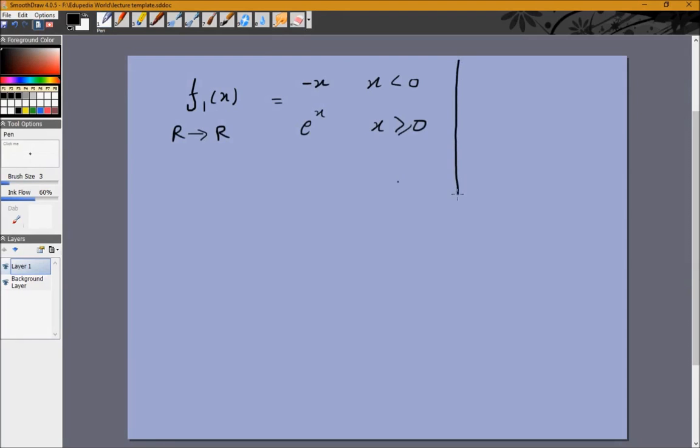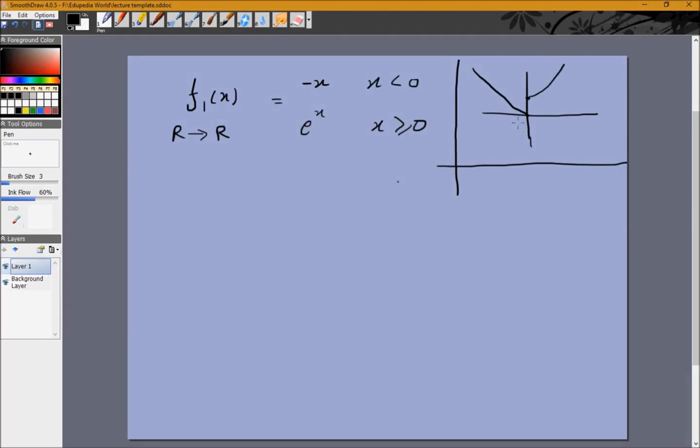Let's just try to analyze this as much as we can right now. The graph for this function will be mod x or minus x will go like this for negative x, and e to the power x goes like this. So at x is equal to 0, it is 1, and it will go like this.